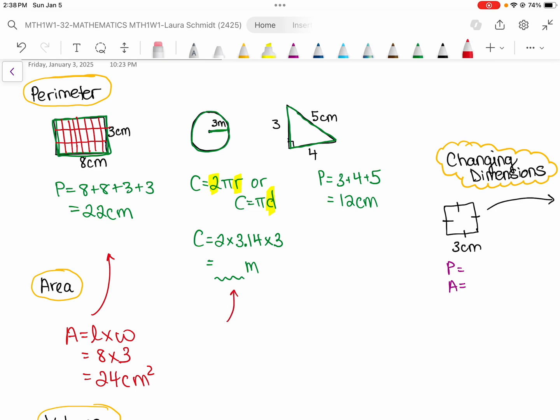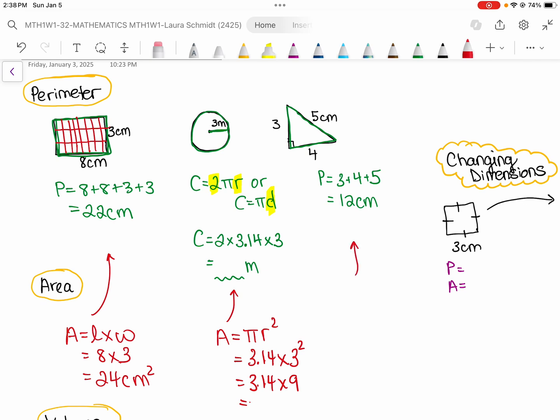And for the circle, if we wanted to find the area, we would use the formula pi times the radius squared. So 3.14 times 3 to the power of 2, 3.14 times 9. I don't have a calculator, sorry.